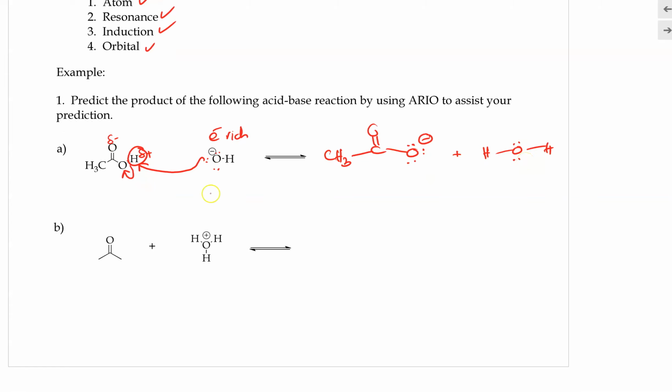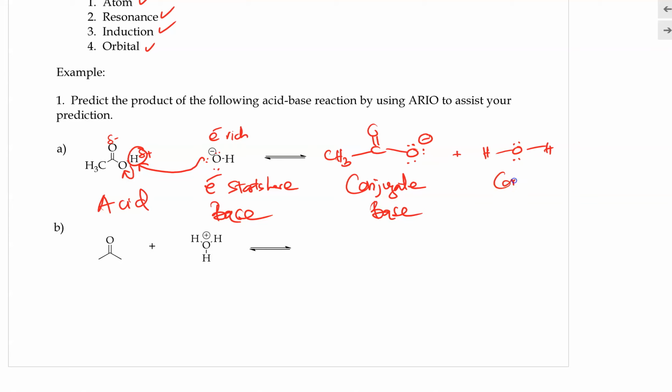And we can see that the electrons start out here. And in fact, this is the base. So electrons start here, and this is the base. And this is the acid. And as for this acetate right here, this will be the conjugate base. And this water will be the conjugate acid.